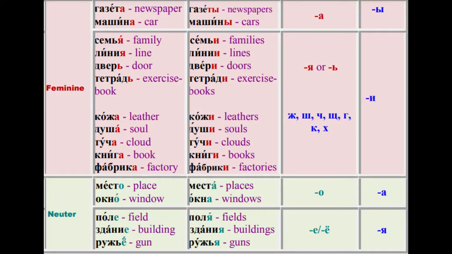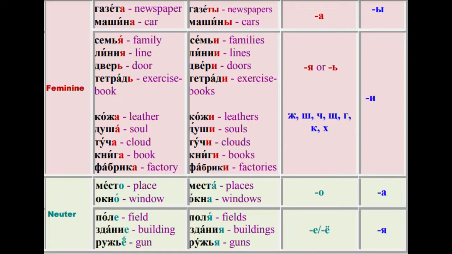So we know that feminine nouns end with letters a, ya, and soft sign as well. Let's take a look at those feminine nouns that end with letter a. If we want to make these nouns plural, we replace letter a with letter «ы». For example, газета, газеты.